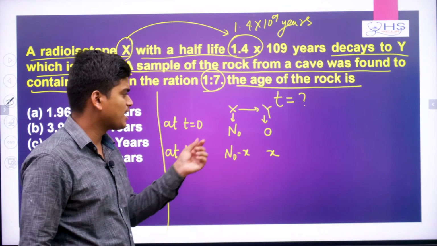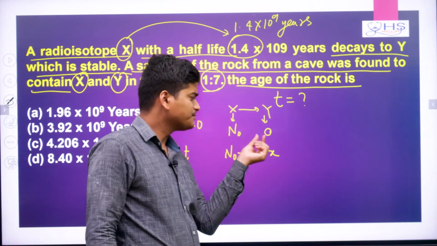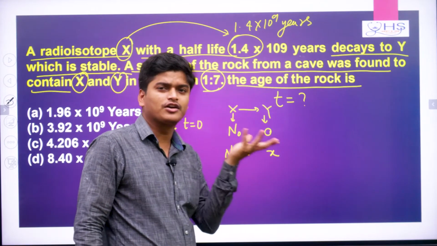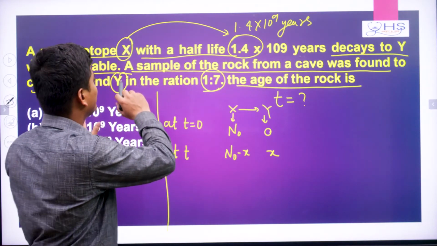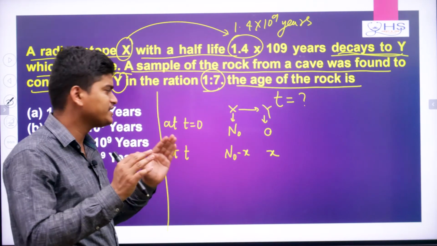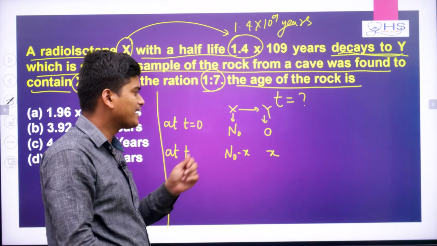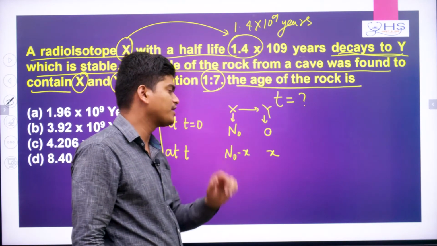At t equal to 0, what is happening? Now X is n naught, but Y is 0 because Y till now did not form, because they are telling that X is decaying to Y. So at initial time t equal to 0, when X is 100% particles, Y is not forming, so Y is 0.